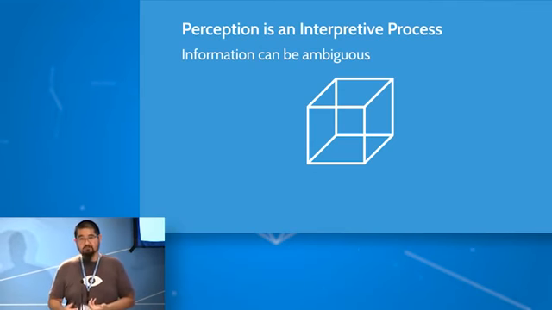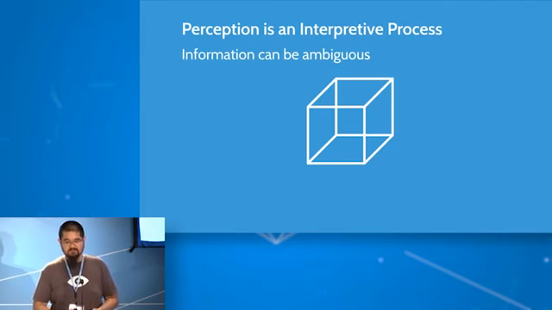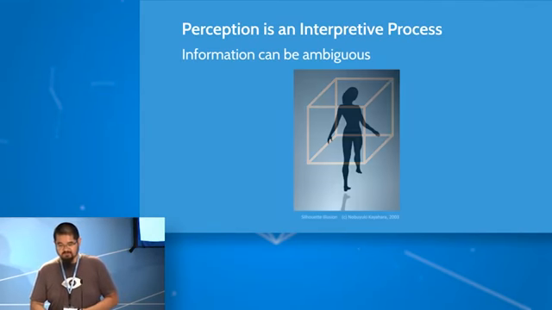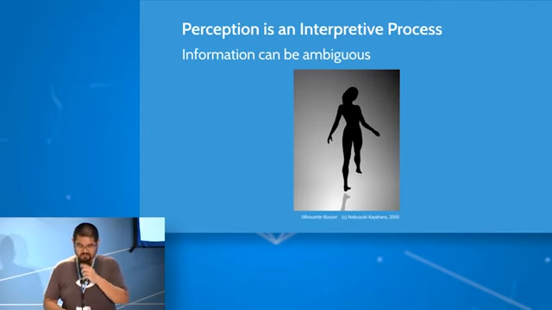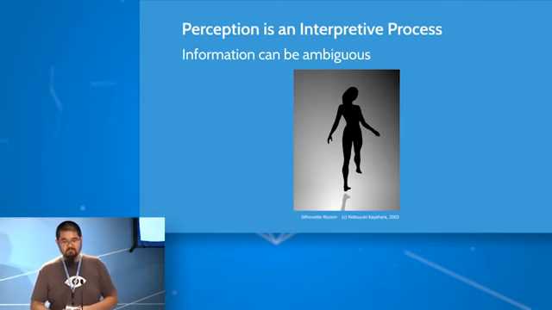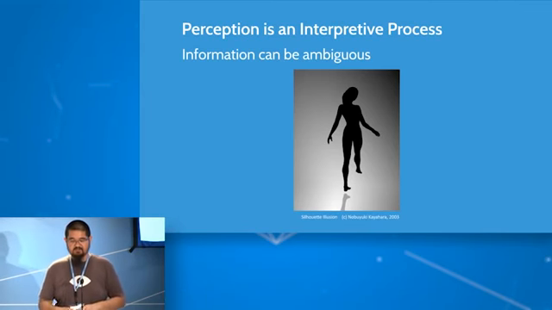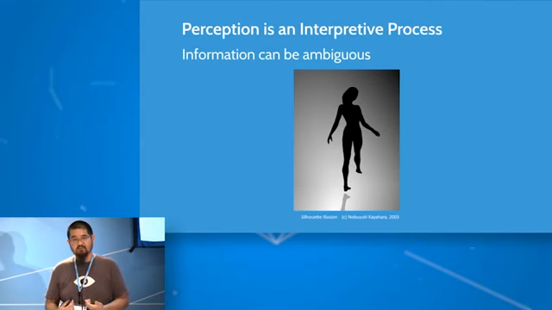But this scales up. Information can be ambiguous even when it's really complex. So this is a great illusion by an artist in Japan. And embedded inside this image, the silhouette of this woman spinning around, is actually two interpretations. You can actually see her spinning to the left or spinning to the right. You'll sometimes see this on the internet marked as some kind of left brain, right brain test. That's nonsense.